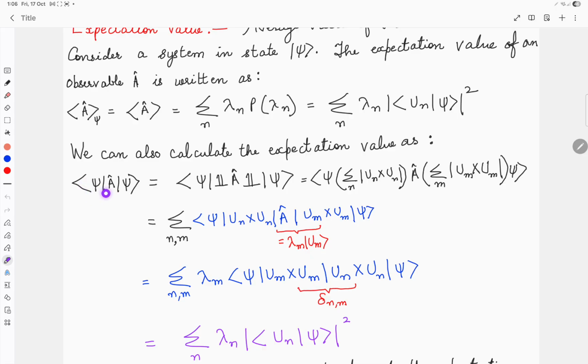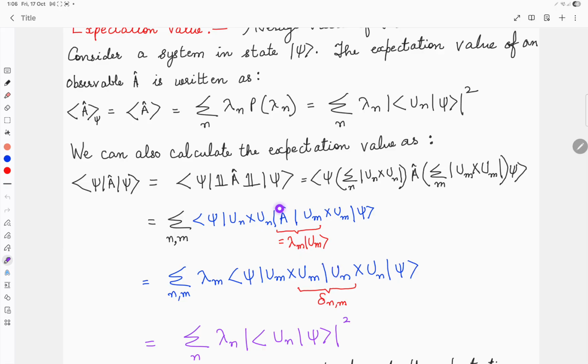product of this expression inside. So using this expression, you just manipulate it by inserting the identity here and identity here. For this identity, I can put the summation of the outer product of this. This is identity, we know that. This is again identity for two different eigenstates. So if we further manipulate it and use the eigenvalue equation, A ket um will be equal to lambda m ket um.